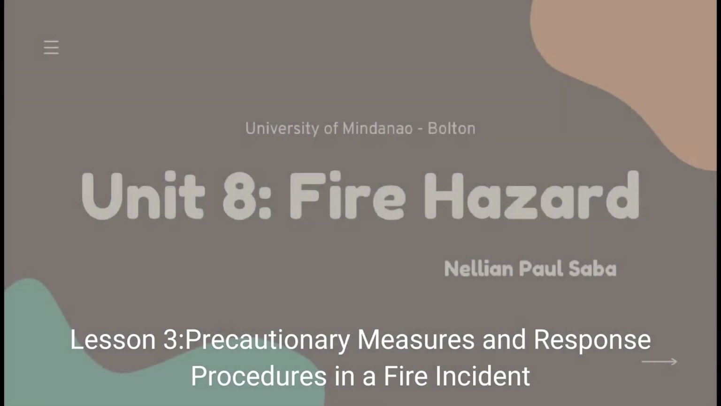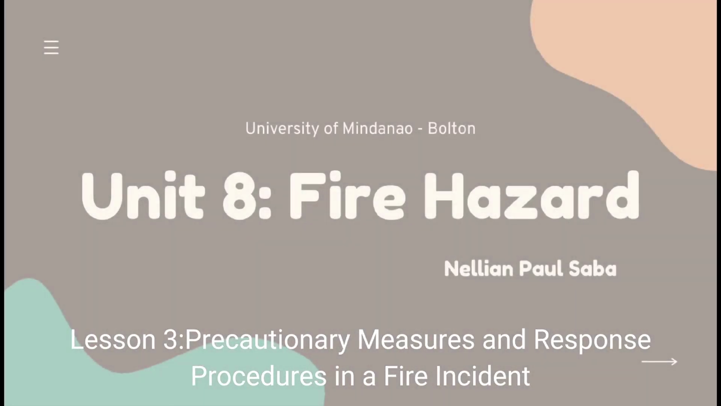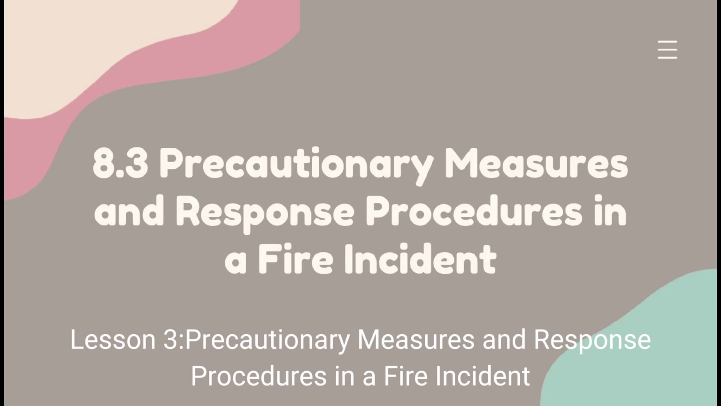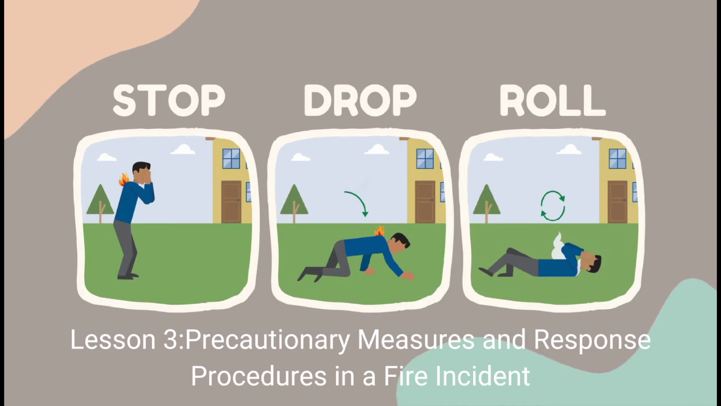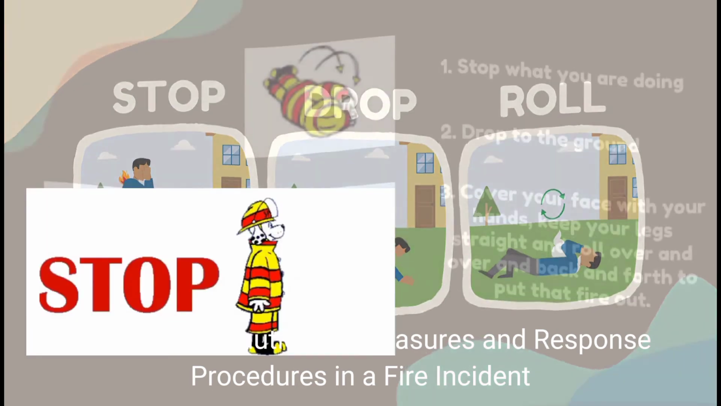Hi, this is Nelian Polsaba, and this is Unit 8, Fire Hazard. In the precautionary measures and response procedures for a fire incident, the first is to stop, drop, and roll. If your clothing catches on fire, you should stop, drop, and roll to extinguish the flames. While doing so, cover your face to prevent the likelihood of facial injuries.